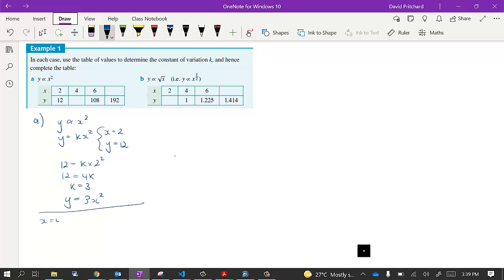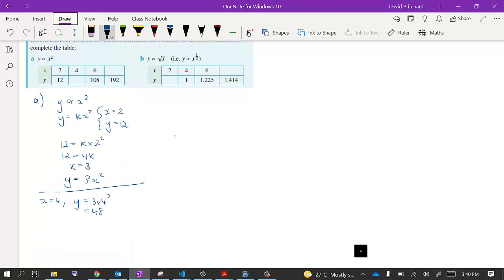So now we can work out the remaining values. When x is equal to 4, then y is equal to 3 times 4 squared. So that gives us 48. We can test it. When x is equal to 6, then y is equal to 3 times 6 squared. 3 times 36 is 108. That's good.